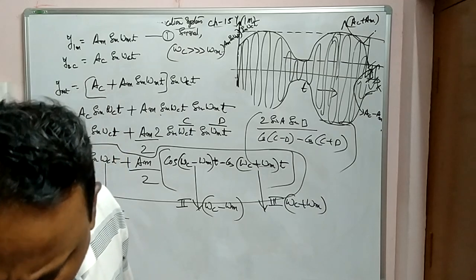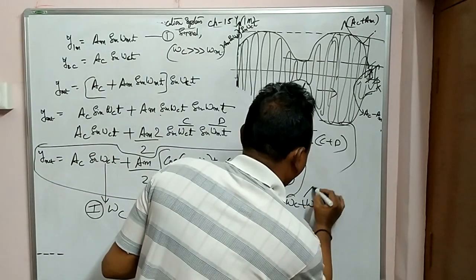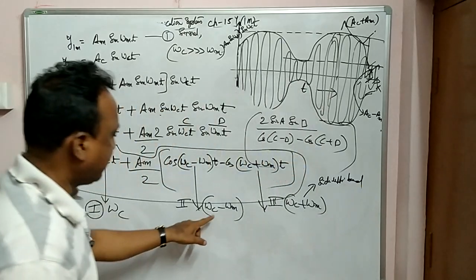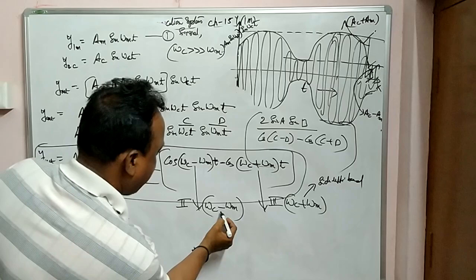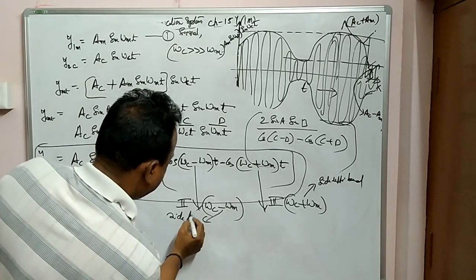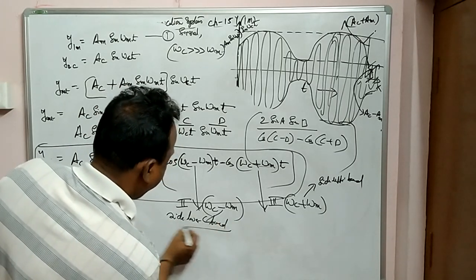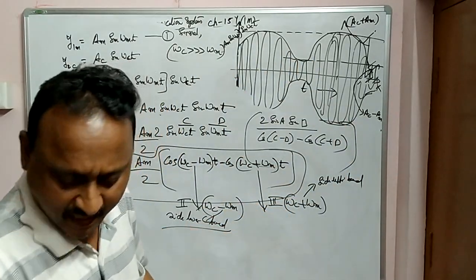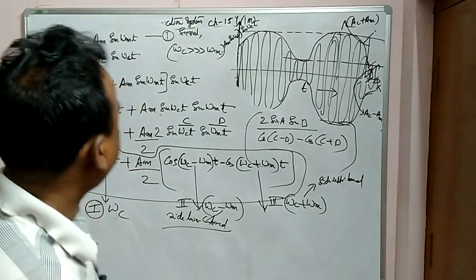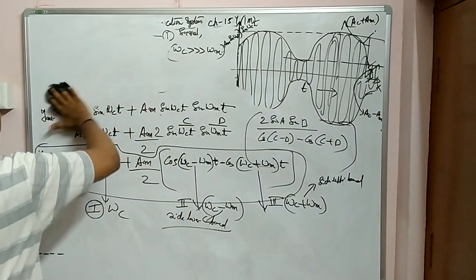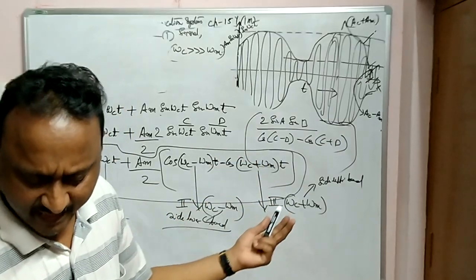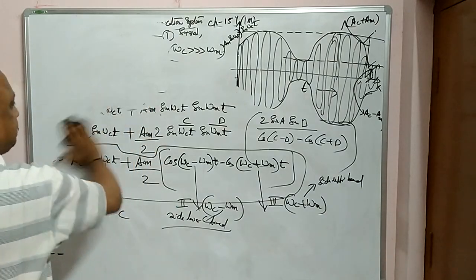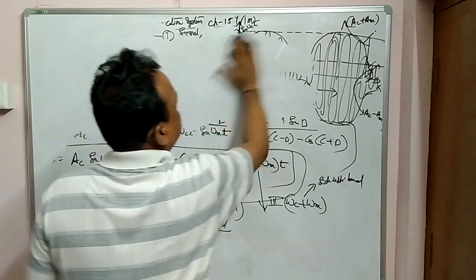WC plus WM is also called the side upper band. And this is called the side lower band. WC plus WM is called side upper band, and this is called side lower band. Copy it? Right. I am writing the equation just for the sake of understanding. Otherwise, I would have given you the direct equation. So I am writing the entire equations here.